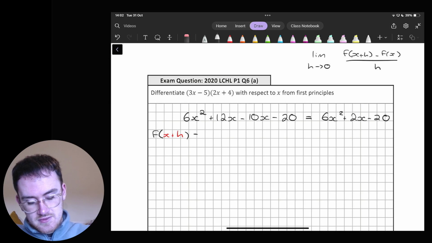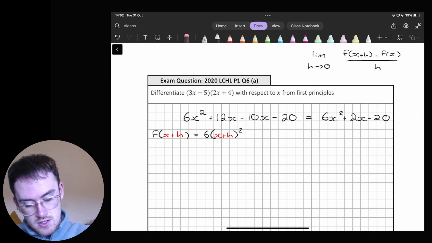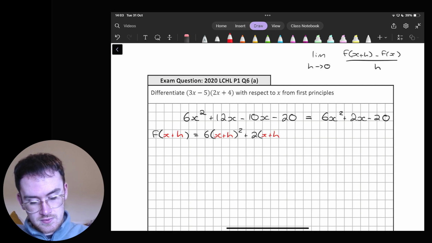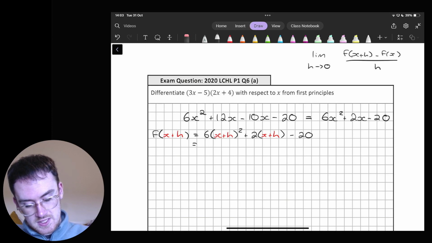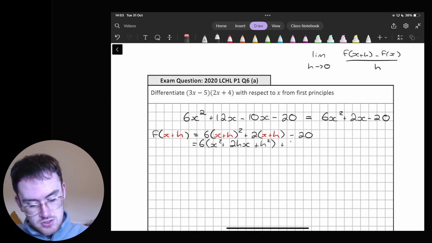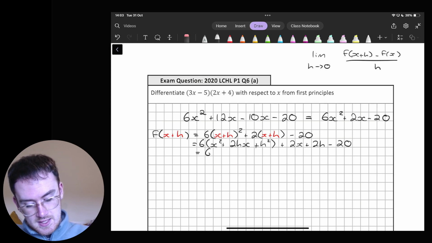So evaluating f of x plus h here, it's 6 times x plus h squared plus 2 times x plus h minus 20. Multiplying out, 6 times x squared plus 2hx plus h squared, plus 2x plus 2h minus 20, and just continuing as before to multiply out fully.